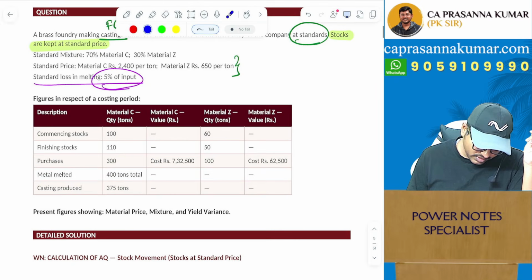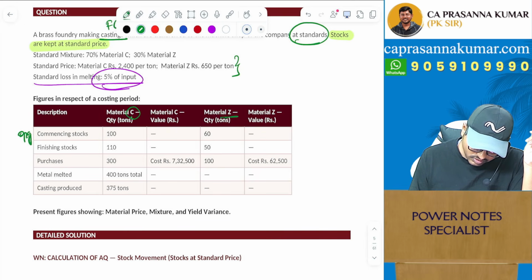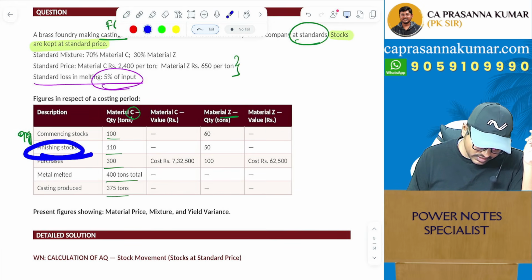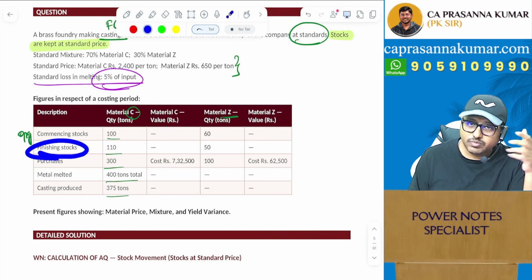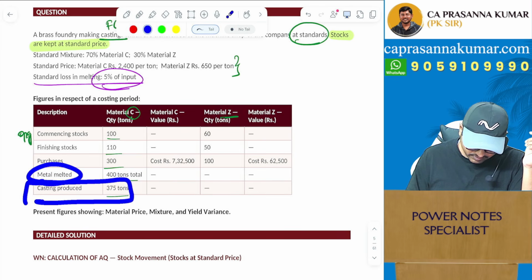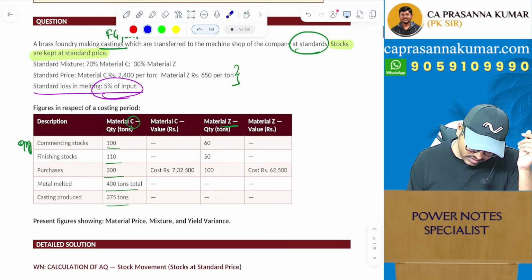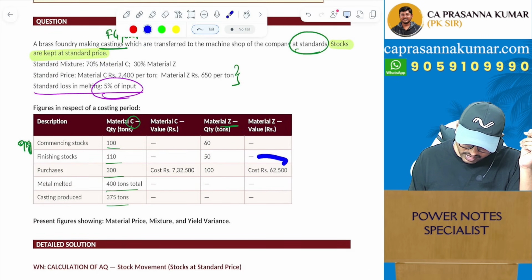Next, figures in respect of a costing period. What has he given? Commencing stock, which is nothing but opening stock. That is given for C. Opening stock is also given for Z. So here quantity is given in this column. Finishing stock means closing stock is given. Purchases has been given. Metal melted has been given. Output is given. Clear? Castings produced is nothing but output. We have seen that over here. Next, value is also given. Again, material Z in terms of tons is given, and value of material Z is also given.